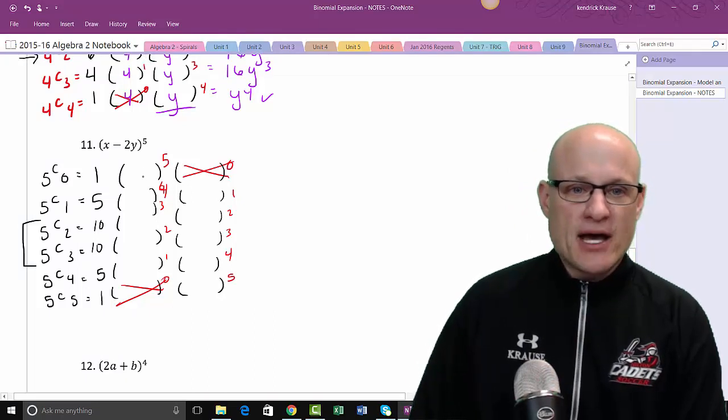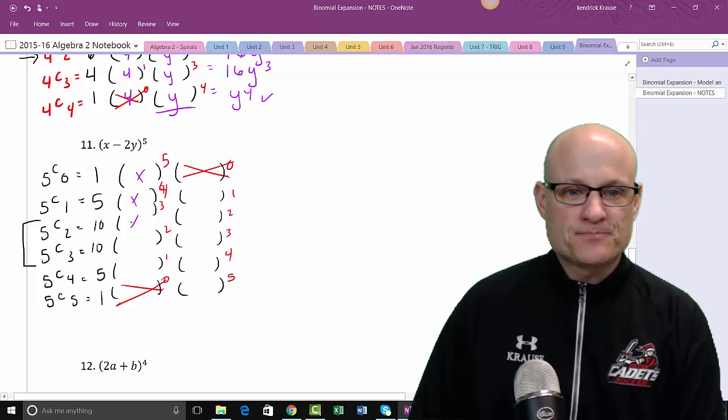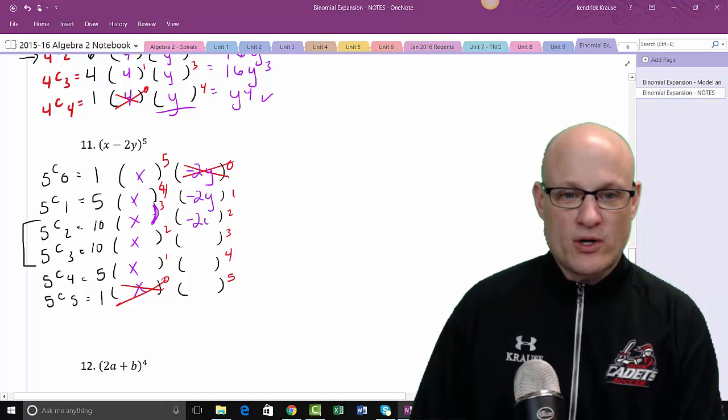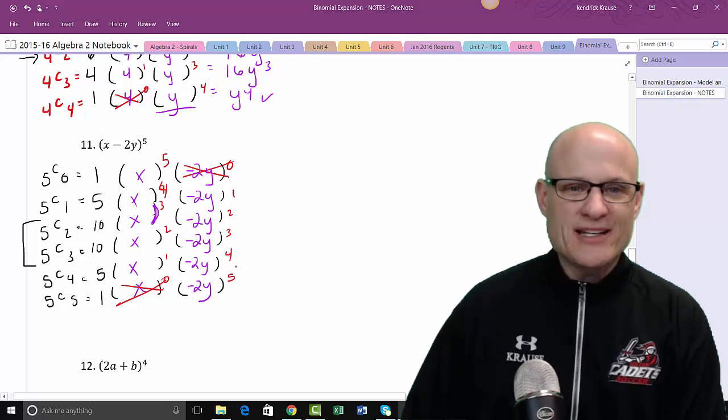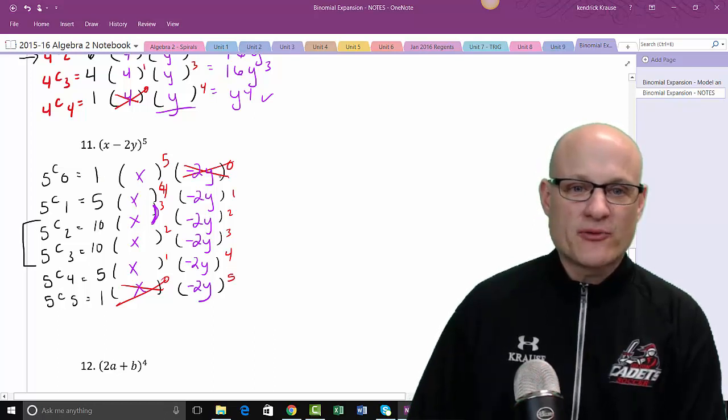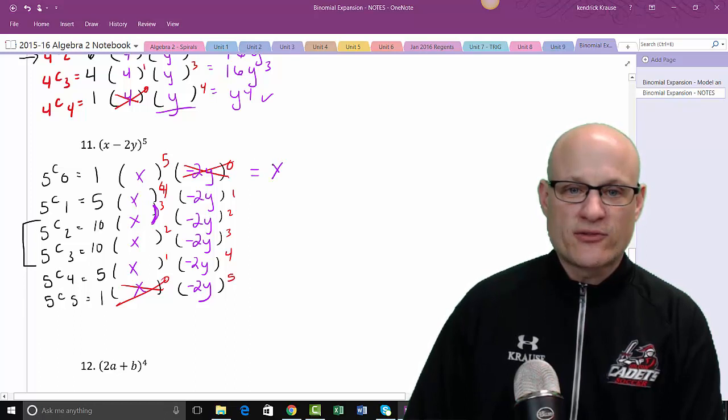All right. X goes in the first one. And this is going to be tough, negative 2y. Because this is a negative, every other one is going to be negative, and every other one is going to be positive. You'll see why in a second. So if you get stuck, you can just type this in your calculator. But this first one's really easy. This is just x to the 5th.